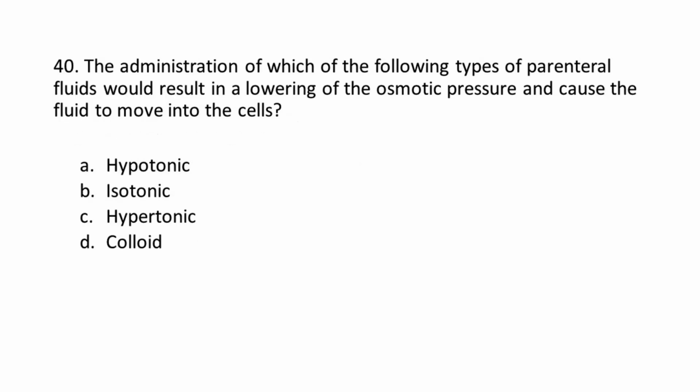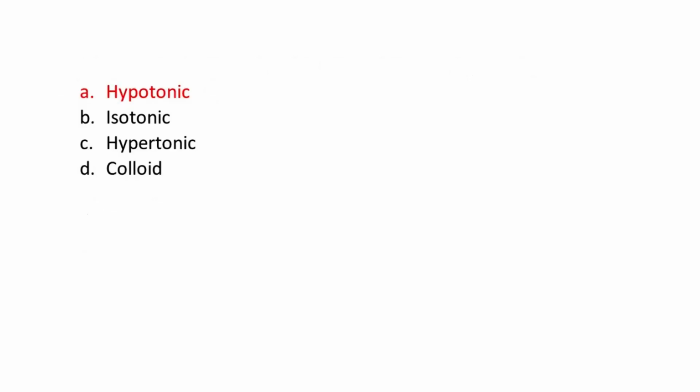40. The administration of which of the following types of parenteral fluids would result in a lowering of the osmotic pressure and cause the fluid to move into the cells? A. Hypotonic. B. Isotonic. C. Hypertonic. D. Colloid. The answer is A. Hypotonic.